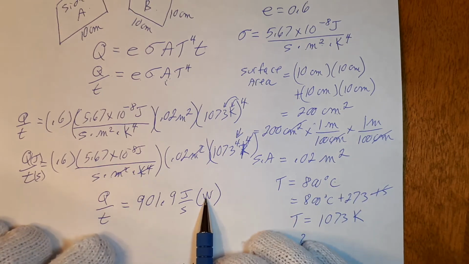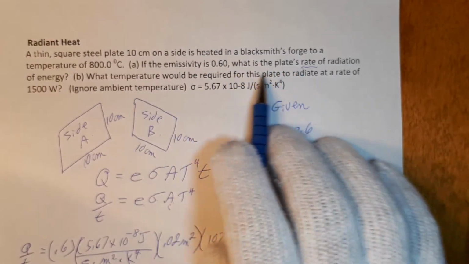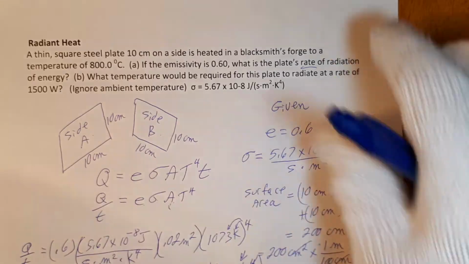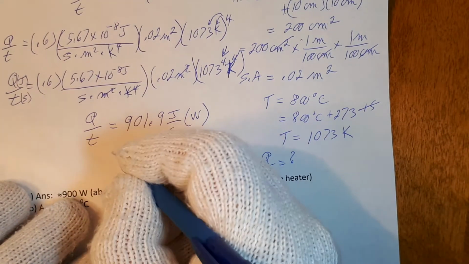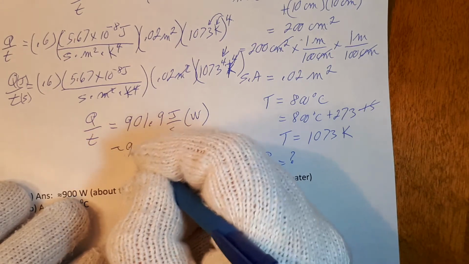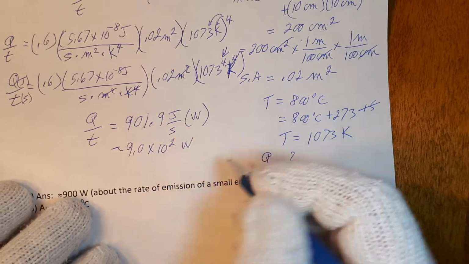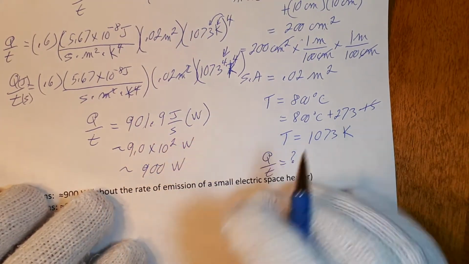Reducing this to two significant figures. Looking at what we have here is 2 sig figs there, 2 sig figs, ignore temperatures as I said in the past. 9.0 times 10 to the power of 2 watts. For all intents and purposes, I'll just simply call this 900 watts.